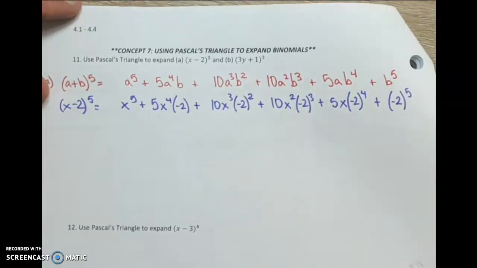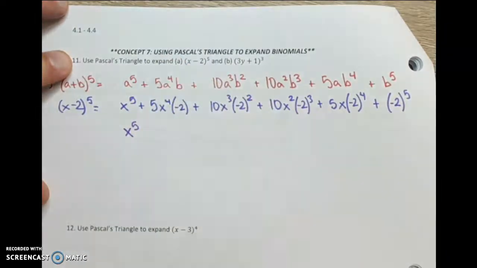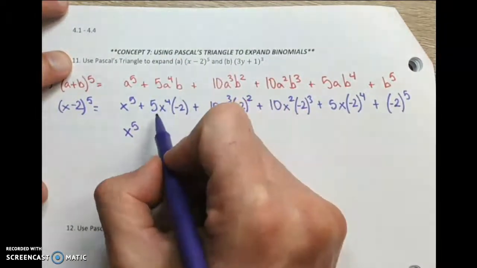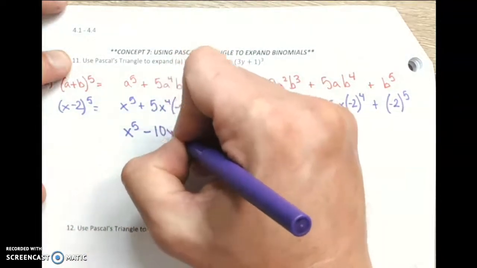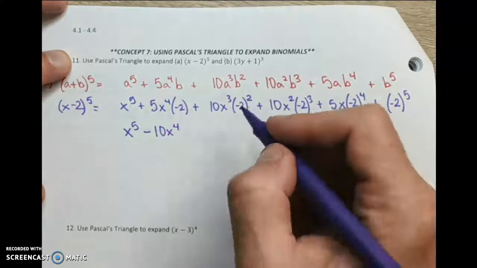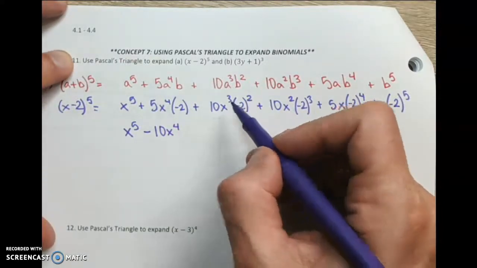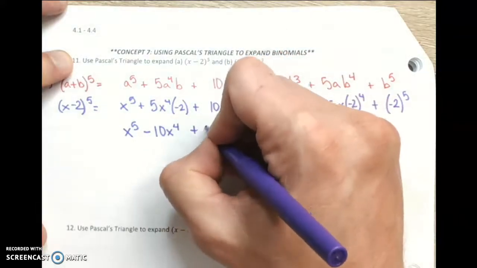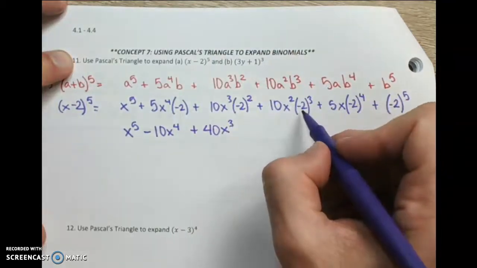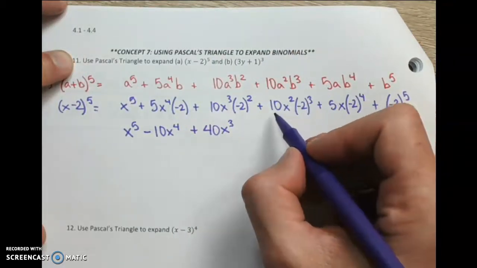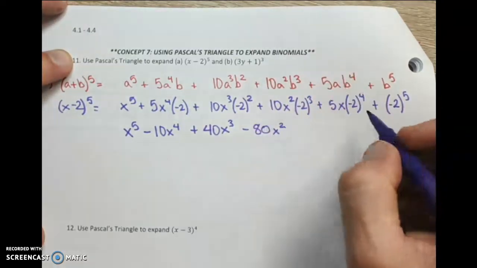Alright, and from here, I'm just going to go ahead and simplify. So nothing to do in this first term, x to the 5th power. This second term, I have 5 times negative 2 times x to the 4th power, which is negative 10x to the 4th power. Here I had to do my exponents first. So negative 2 squared is 4 times 10 times x to the 3rd power. So that's 40x cubed. Here is negative 2 cubed, which is negative 8 times 10. So that's negative 80x squared.